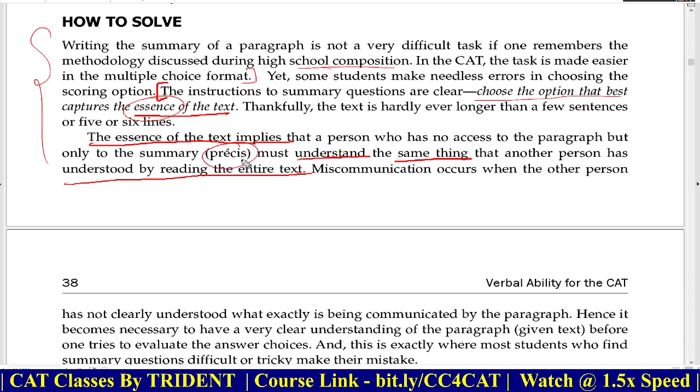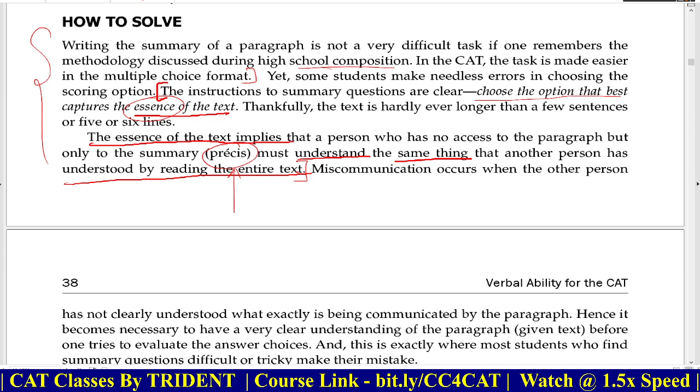So this is basically the precis. Okay, you can call it preci also, depends upon your lingo. You can call it a preci or a precis, whatever. Now, the person must understand the same thing that another person understood by reading the entire text, and that is precisely the meaning of a precis or a preci.